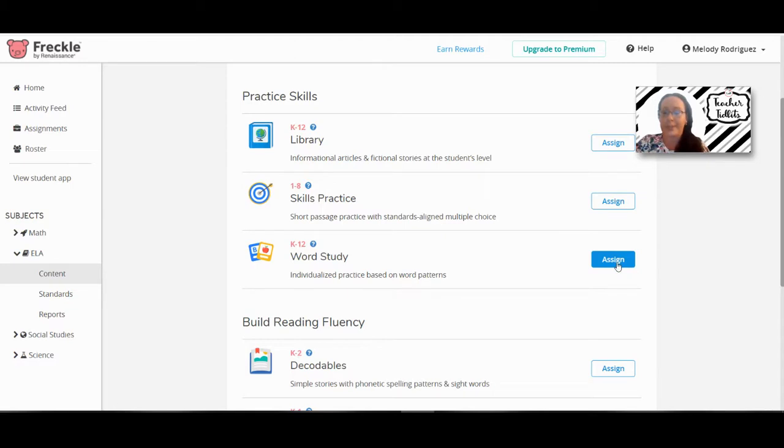Word study is really looking at how words are made up. Patterns. For primary grades, it's great if you're learning some phonics skills, but it's also nice for upper elementary just to give them some ongoing spelling and listening practice.